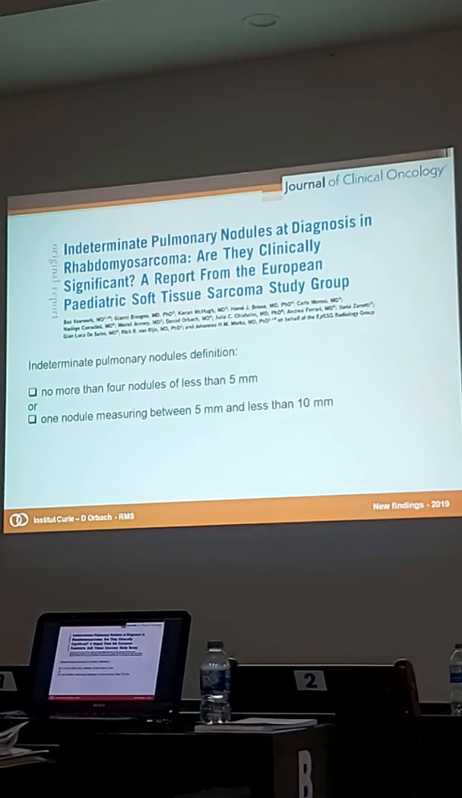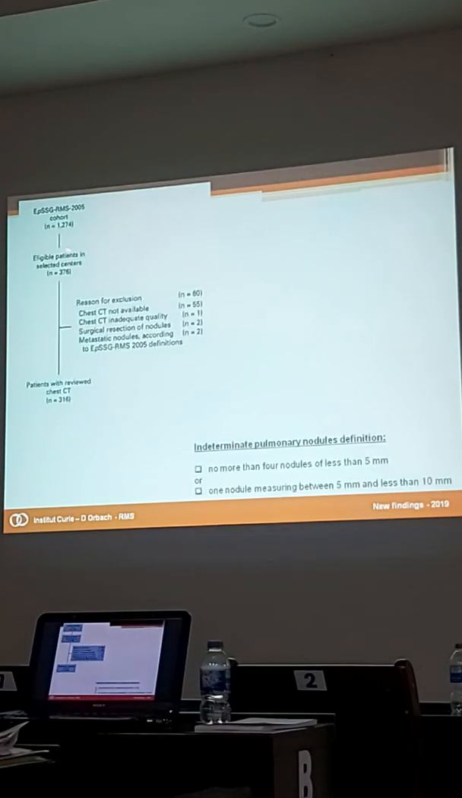So they have performed some analysis, and you can see that we have 1,000 patients, and they have reviewed more than 300 CT scans to see that some patients had these very small nodules that were called indeterminate nodules, 67 out of 316.